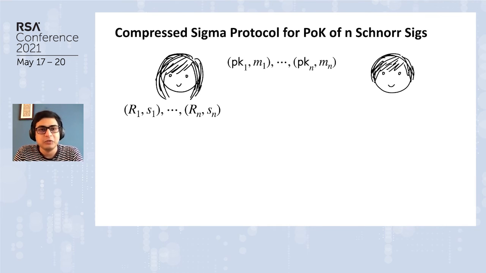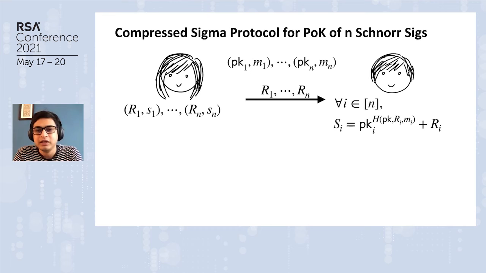So now we can combine these two tools to get a compressed Sigma protocol to prove knowledge of n Schnorr signatures. This proceeds as follows. Given that the messages and public keys are known to both the prover and the verifier, the prover Alice additionally has signatures Ri and Si for each i in n. And the prover then sends over these nonces, these Ri's, to the verifier, Bob. The verifier then, for each i in n, executes the first step of the verification process, that is computing this capital Si as a linear combination of the public key and the nonce, where the combination is weighted by hashing the public key, the nonce, and the message.